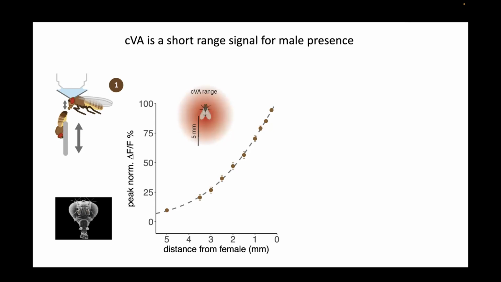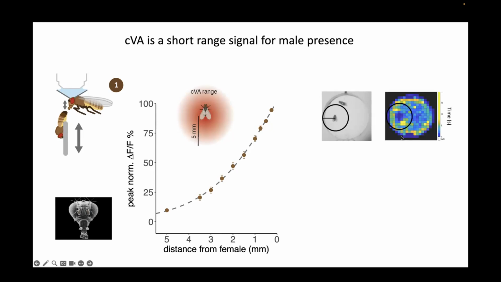So after we saw this, we wanted to know whether females really care about being within this sensation range, within 5 millimeters away from the male. So I put a decapitated male in this arena, glued to the floor, and one live female walking around it. And I measured how long the female spent inside this 5 millimeter range around the male, the CVA sensation range, compared to the time that she spent outside this range.